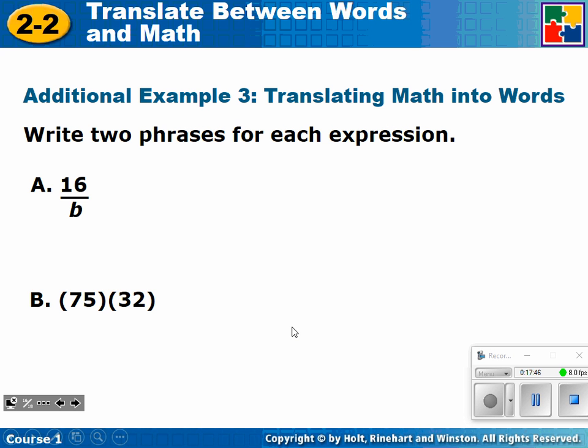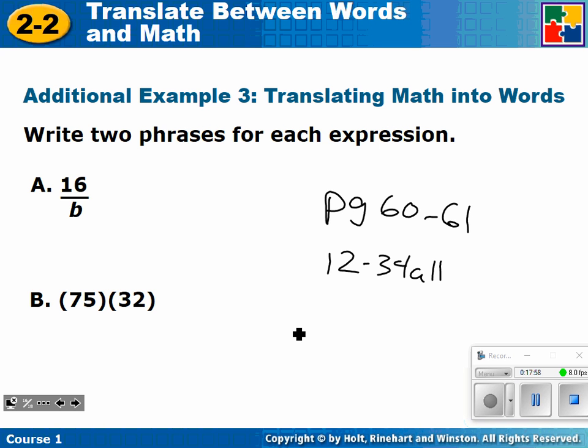So out of your math book, I want you to do page 60 to 61, 12 to 34 all, and then I also want you to do number 36.